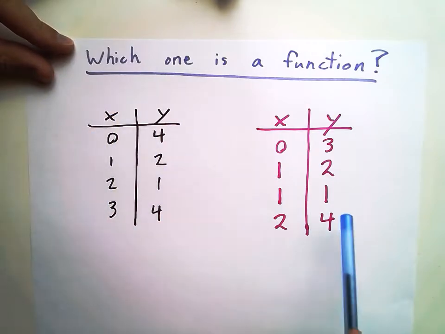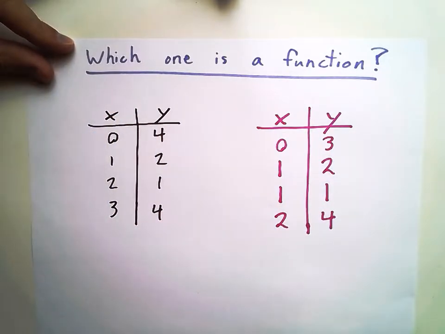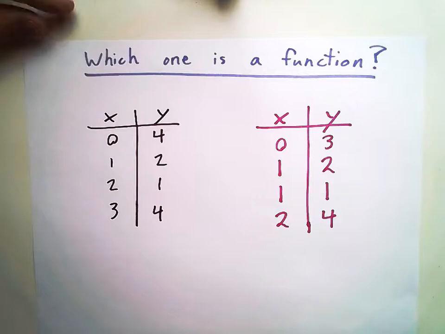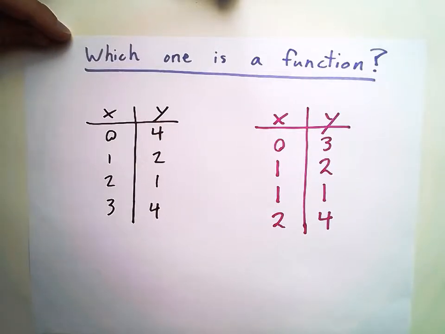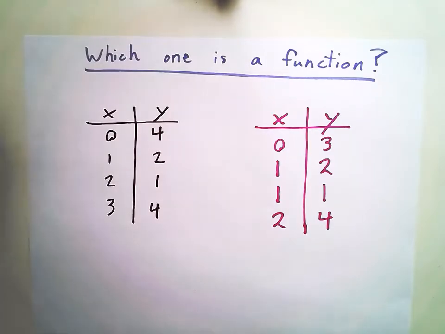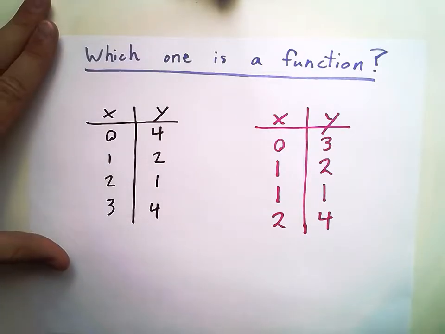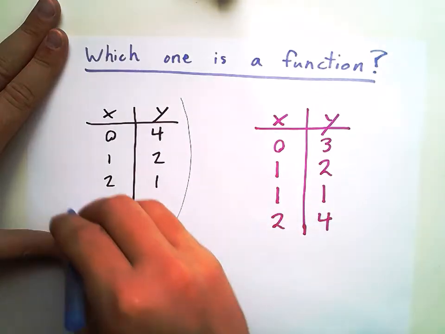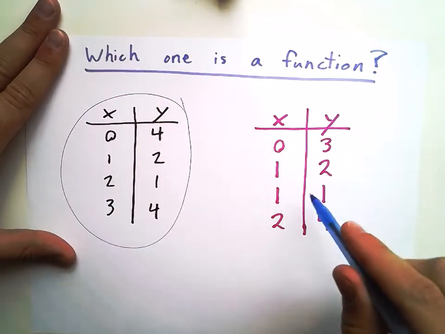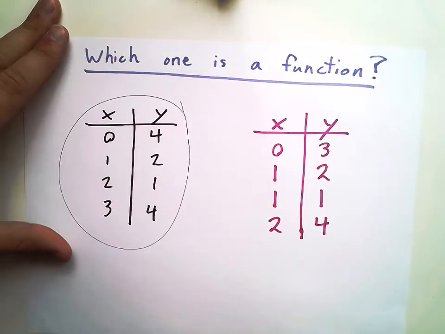This brown one or this pink one? One is and one isn't. So look at the list for a second. Pause the video if you need to. Decide which one you think is a function. Okay. The one that is a function is this one. That one's not a function, and I'll tell you why in a second.